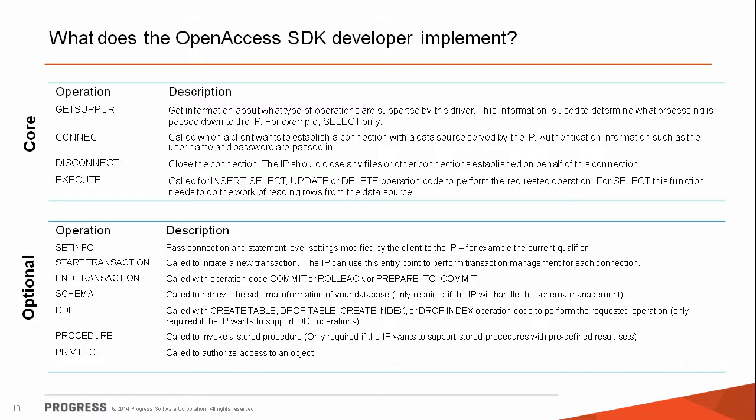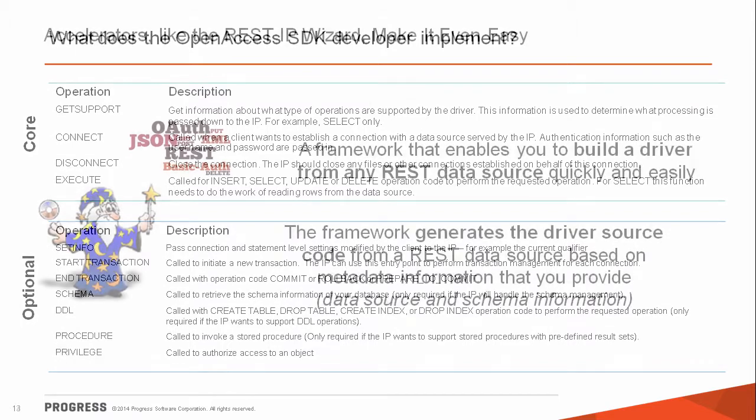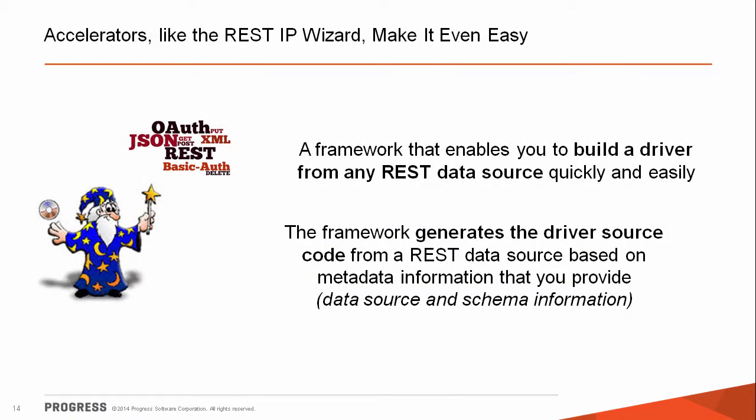And then, of course, there are these optional methods you can support as well if you want to provide expansive capabilities within your driver. Certainly for things like rollback and commits and all those other good techie things that Dennis will cover in a second as well. But that's at the low level. There's another layer here as well, and that's accelerators, such as our REST IP wizard, which make it even easier to build the driver.